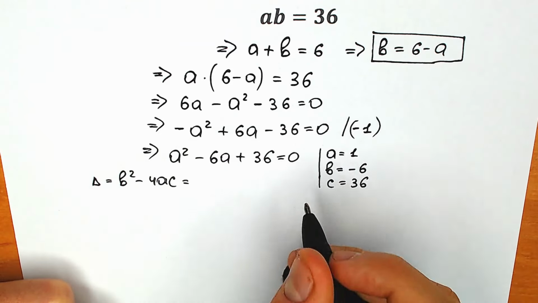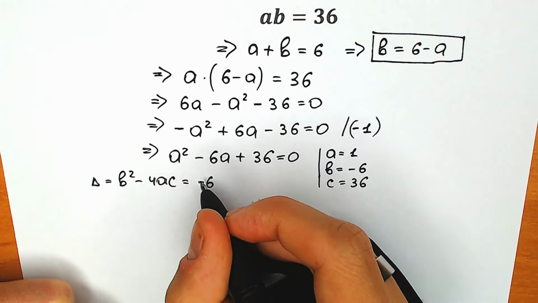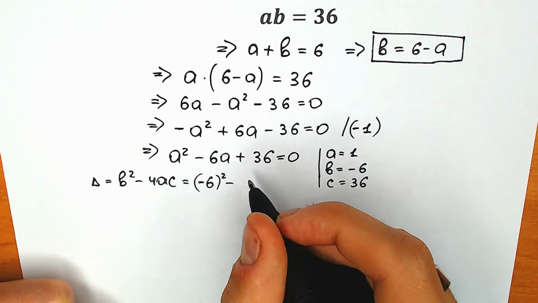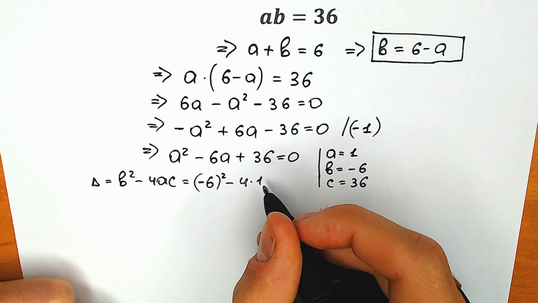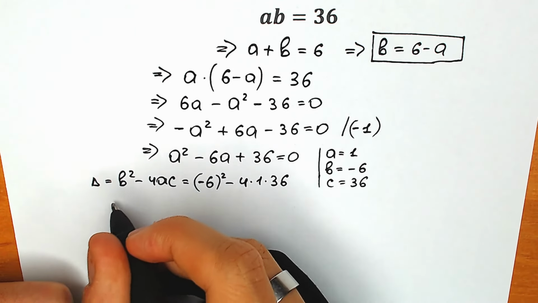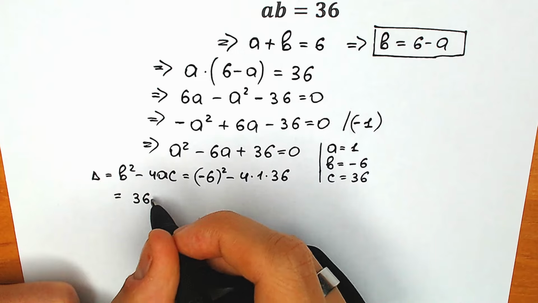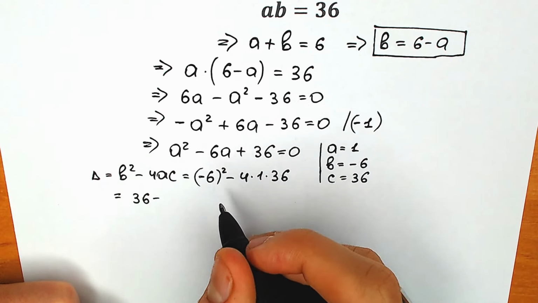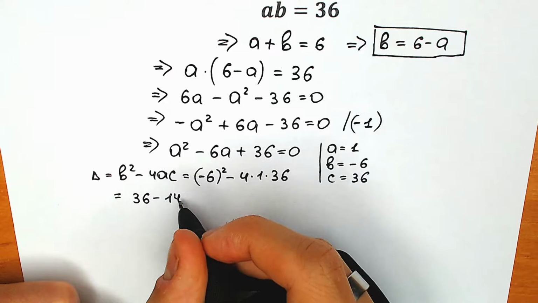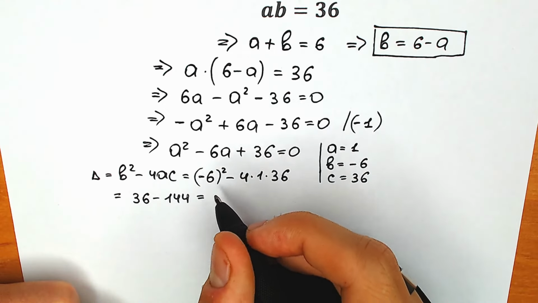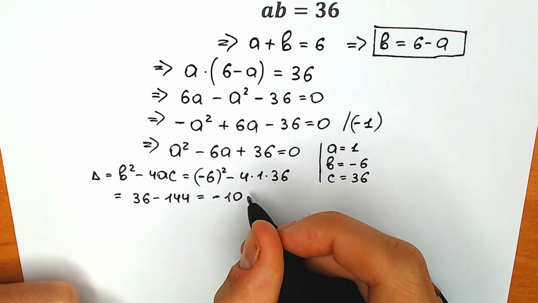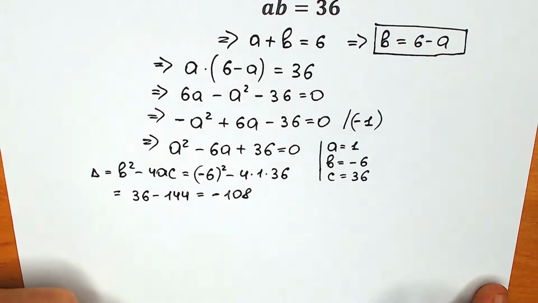As a result, what do we have? b squared, minus 6 squared, minus 4 times 1 times 36. So this is our discriminant. Let's simplify this real quick. So we have 36 minus 4 times 36, which is 144. 36 minus 144 equals minus 108. Yeah, really great.